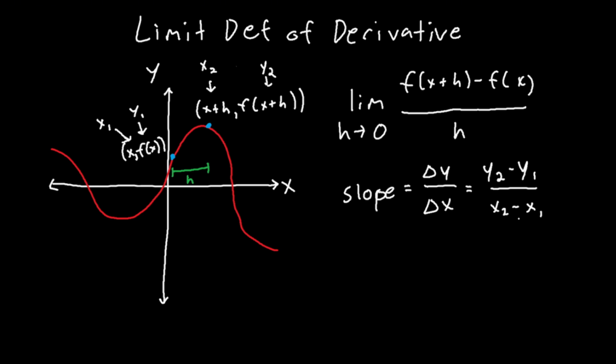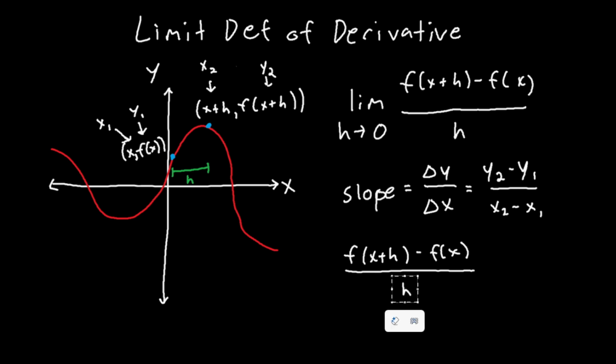So now that we have this, what is y2? Well, y2 to us is f of x plus h, and y1 is f of x, your function. And what is x2? Well, x2 is x plus h, and x1 is just x. So we subtract x from here. But the x's cancel out right here. Positive x minus x is just 0. So we can cancel out the x values, and we're just left with h. Now we're getting awfully close to the limit definition of a derivative.